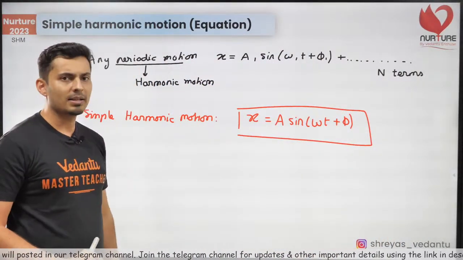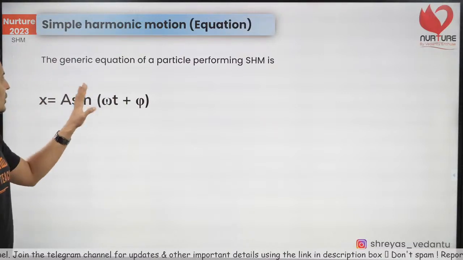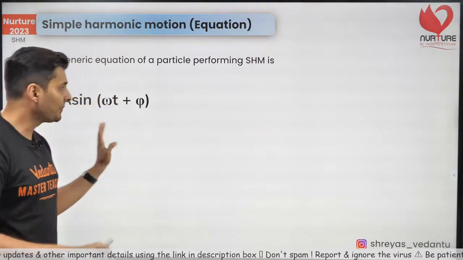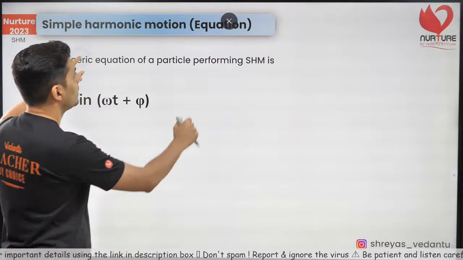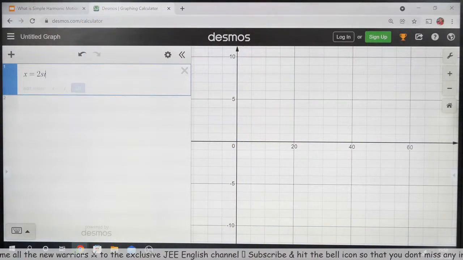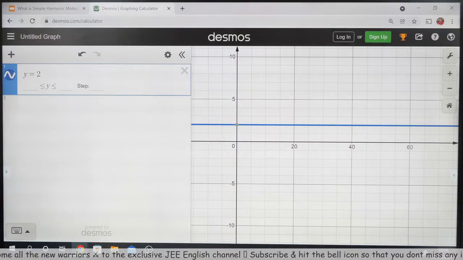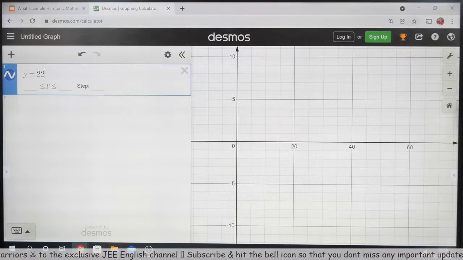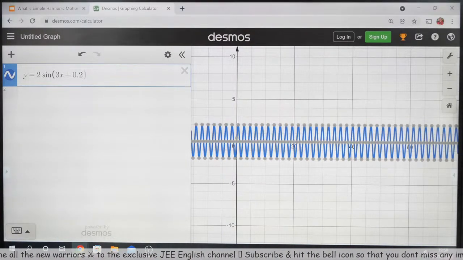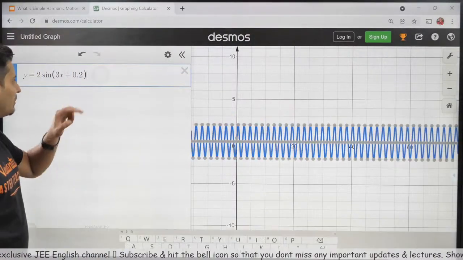So this is a very special graph. What is the difference? Let's see that using our Desmos software. When the equation has only one sine, or cosine will also do, then it is called simple harmonic. Let us go to the graph and let's start with Y, because Y is the vertical axis. Y is equal to 2 sine 3x plus 0.2, let's say. So you can see this is a simple harmonic motion, the blue one.